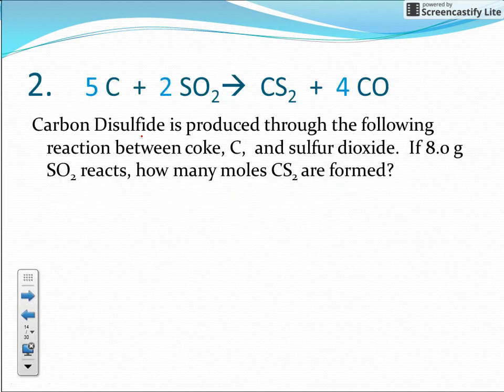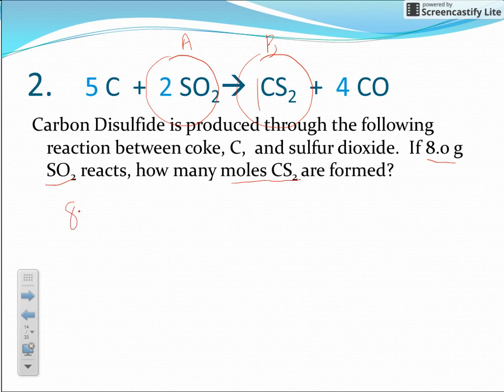So let's look at example 2 on your notes examples in your packet. It says carbon disulfide is produced through the following reaction between coke, carbon, and sulfur dioxide. If 8 grams, here's where our word problem starts, 8 grams of SO2 reacts, how many moles of CS2 are formed? So here's the CS2, and it mentions that sulfur dioxide, SO2, they're the substances we're talking about. So 8.0 grams of SO2, that means this is substance A, and CS2 is our substance B. It's who we're trying to convert to. This is balanced with a 5, 2, 1, 4.